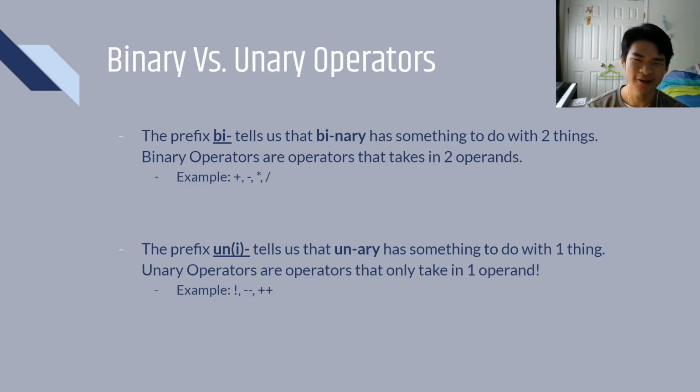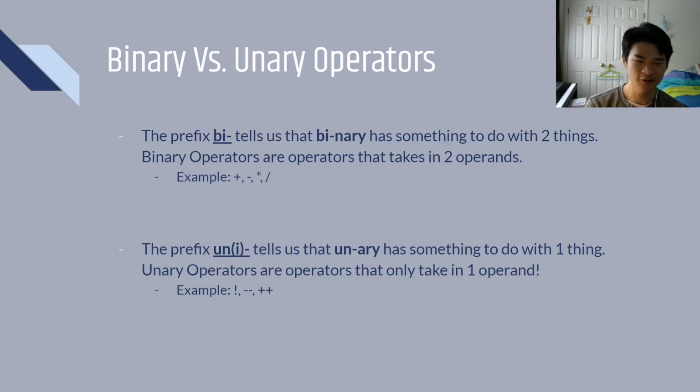Now we have binary versus unary operators. The prefix "bi" tells us that binary has something to do with two things. Binary operators are operators that take in specifically two operands. For example, we have the addition symbol, the subtraction symbol, the multiplication symbol, and division. These all take in two numbers.